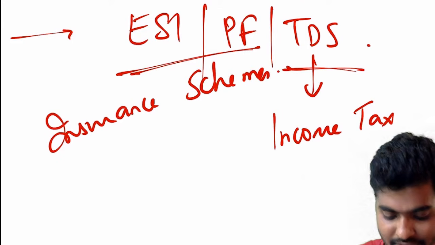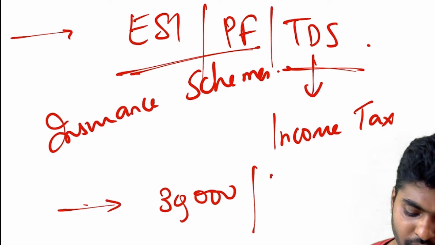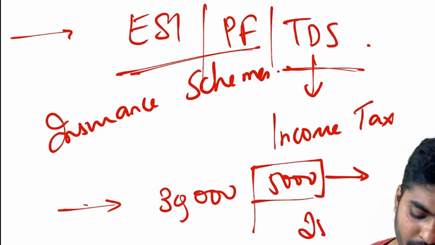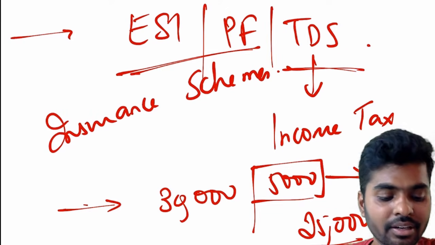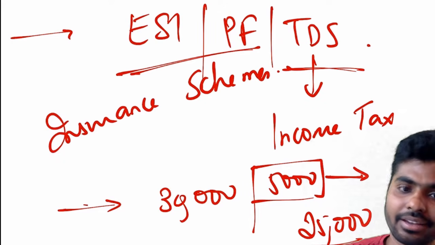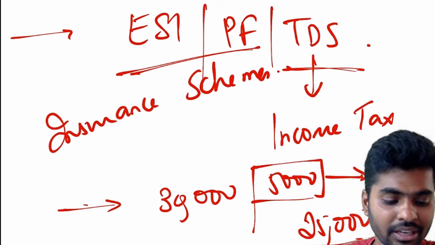So let's say you are earning 30,000, 5,000 rupees for other deductions will be deducted and you will be paid net wages of 25,000. This we call net wages. Is everyone clear with it? If everyone is clear, you can comment so that I'll move to the next topic.